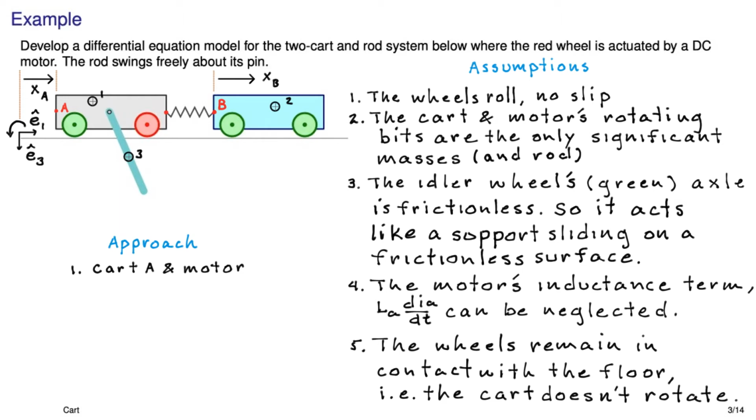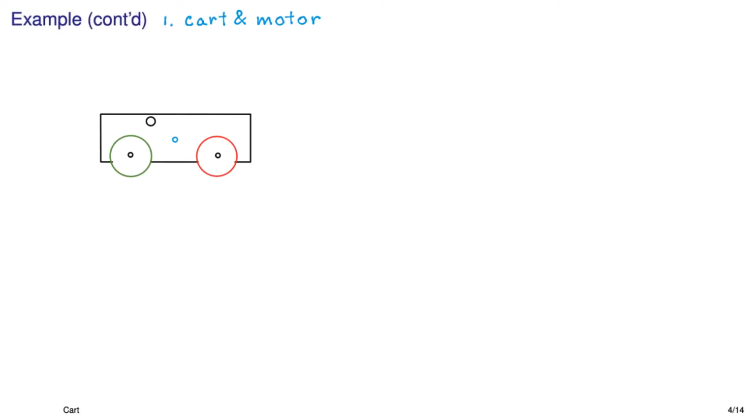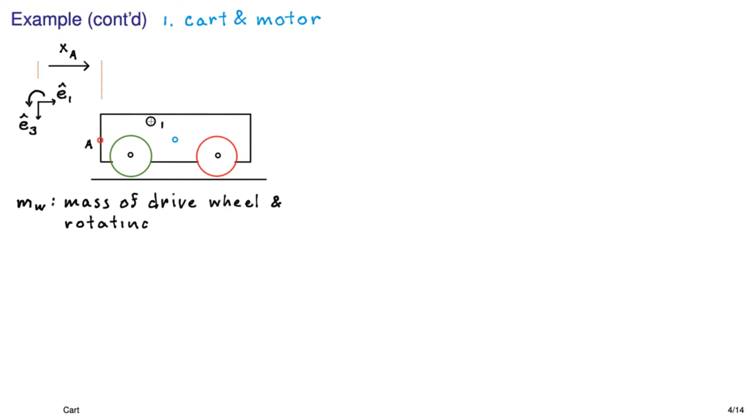Here's the approach. We're going to start by just modeling or coming up with a differential equation model of cart A and the motor, and then we're going to add in the rod, and then finally we'll attach via the spring that cart B. So here we go. Now I've got a little sketch here of the A cart. There's our coordinate frame and the motion variable, X_A.